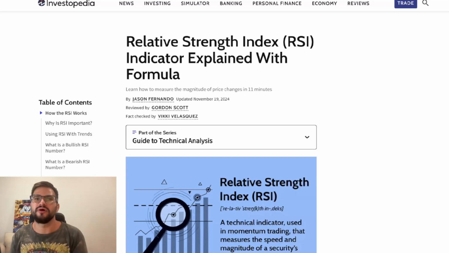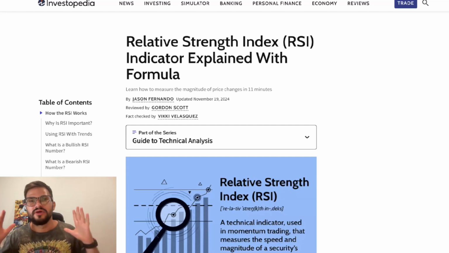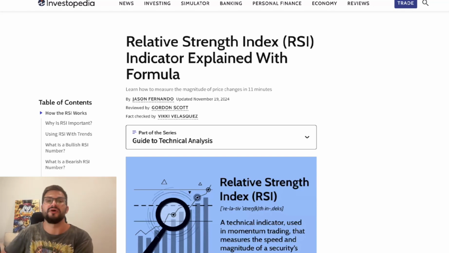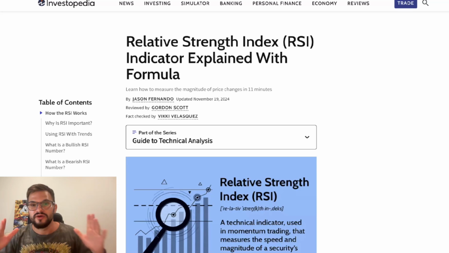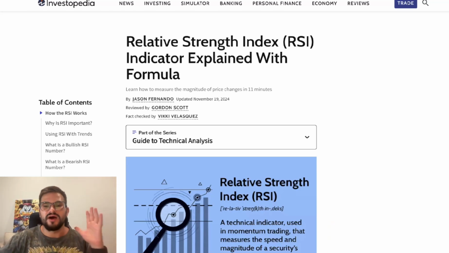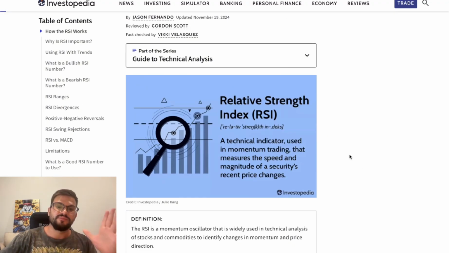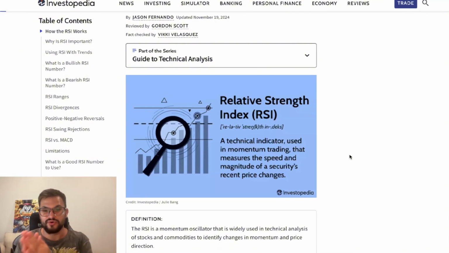This is going to be more of an educational explanatory video where I'm going to talk about one of my favorite indicators, and this is the RSI indicator, the Relative Strength Index indicator. So right here we can see the RSI is a technical indicator used in momentum trading that measures the speed and magnitude of a security or a token's recent price changes. So the RSI basically measures how fast and how strong a token goes up or down.